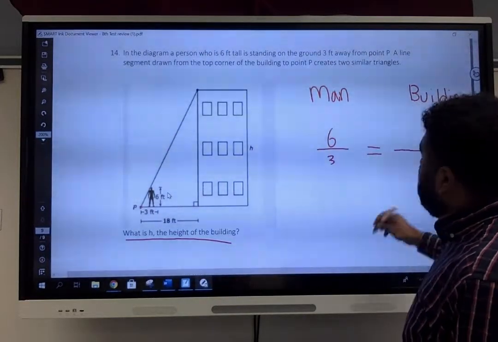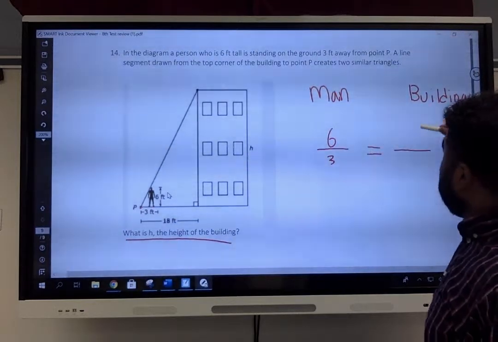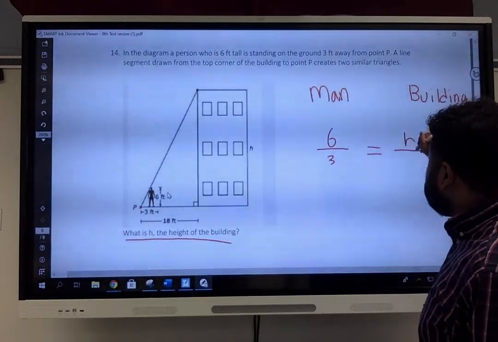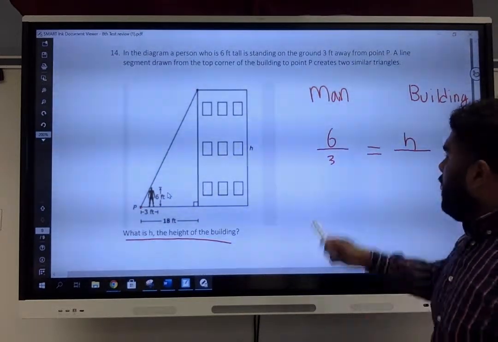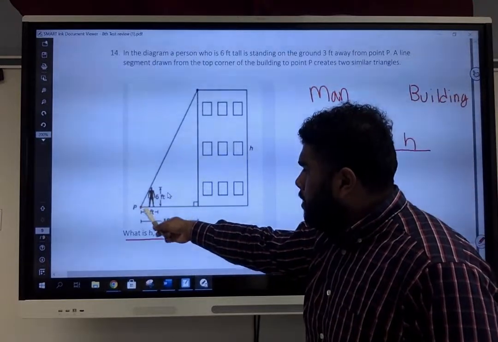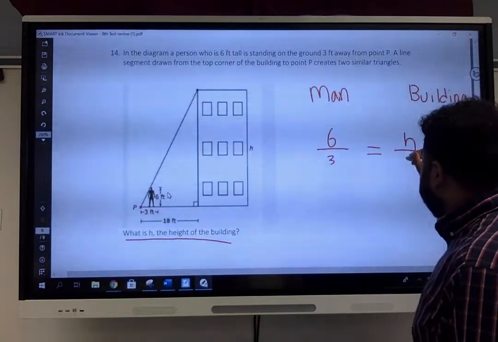Now on the other side, since we put the height of the man on top, the numerator for the building has to be the height of the building. We don't know that. So that's going to be H, okay? And below 3 is how far away the man is from the point. How far away is the building? This building is 18 feet away.